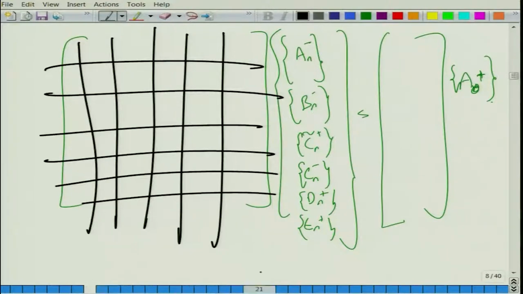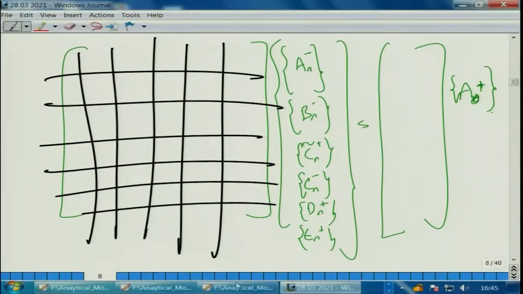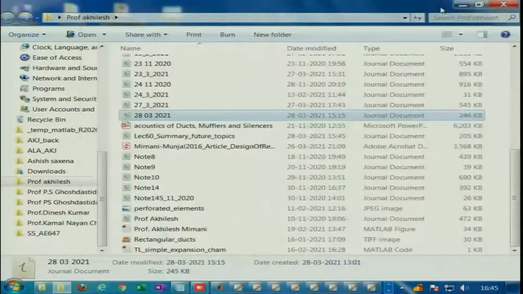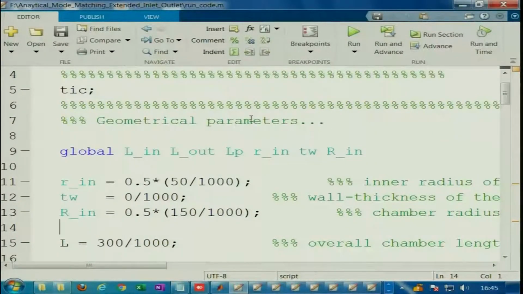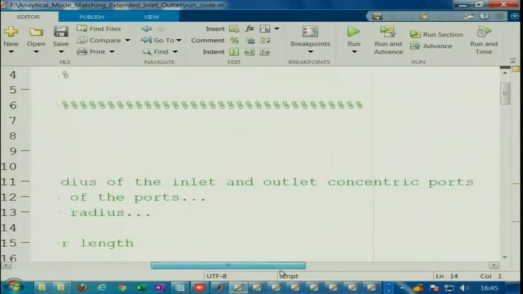So, we will soon see how it is going to happen. For that, let me walk you through the MATLAB code to begin with. This is the main code in which you can change a number of parameters. It is as simple as changing a few parameters like r underscore in, tw. r underscore in is basically the inner radius of the inlet and outlet pipe.